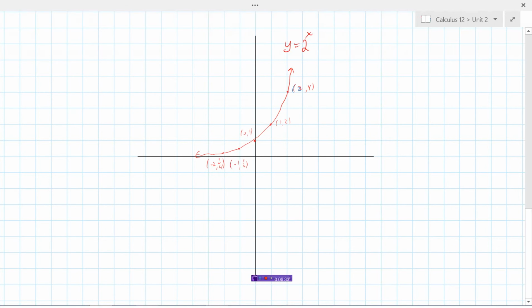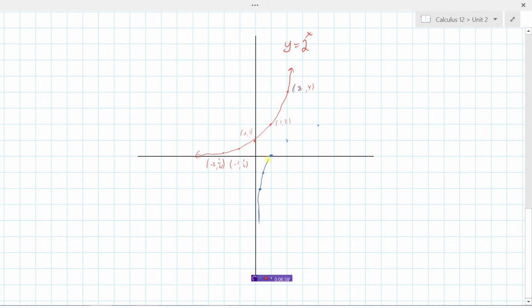If we took the inverse of this function, so if we swap the x, y values around, now if I go 1/4, I'm going to go negative 2. So that would give us a point right here. Negative 1, 1/2 becomes 1/2, negative 1. 0, 1 becomes 1, 0. 1, 2 becomes 2, 1. 2, 4 becomes 4, 2.